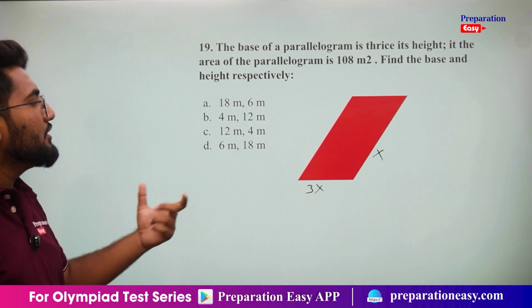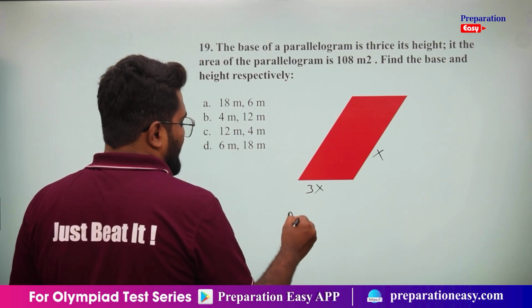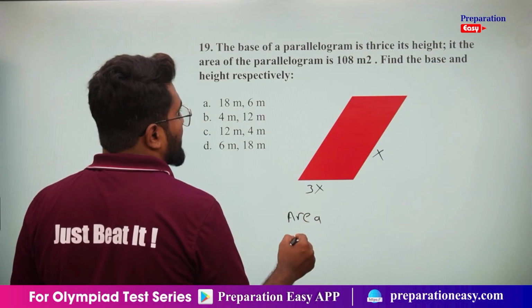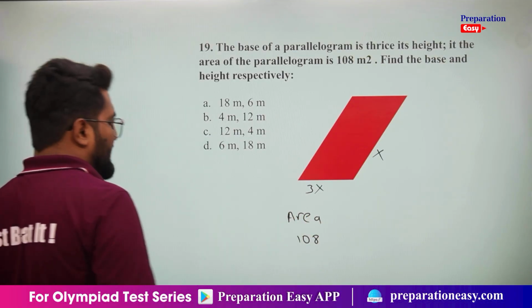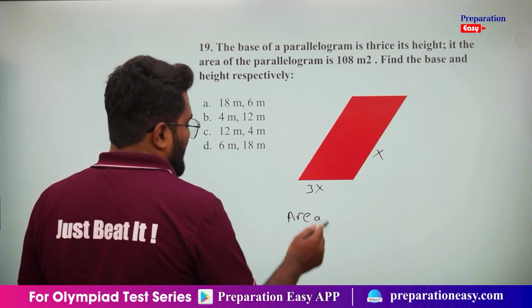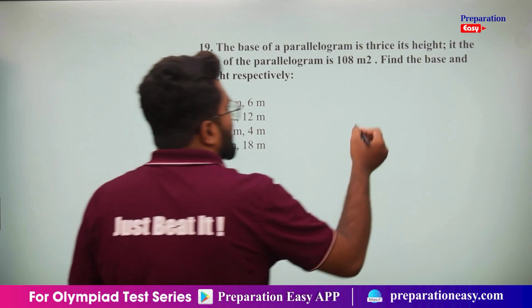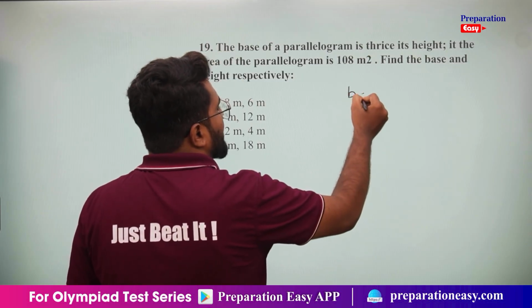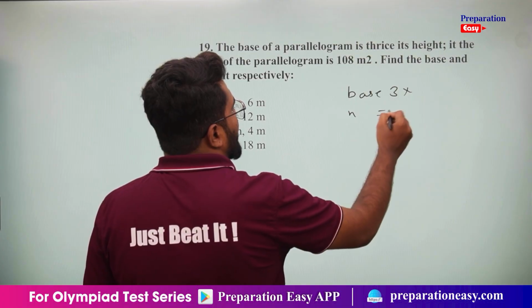Okay, area is given. What is given? Area is given, that is 108. Find the base and height respectively. So let's find it out. Okay, so what is base? Base will be 3x, height will be x.